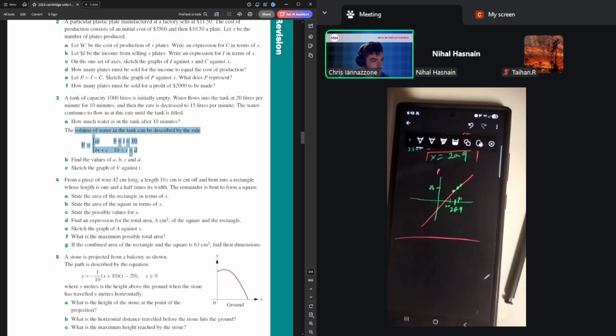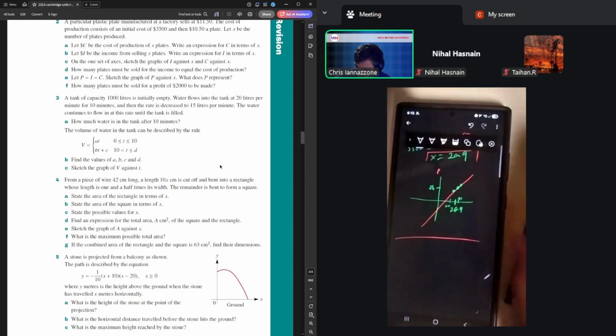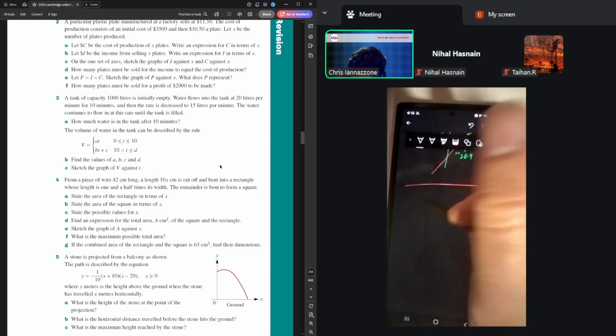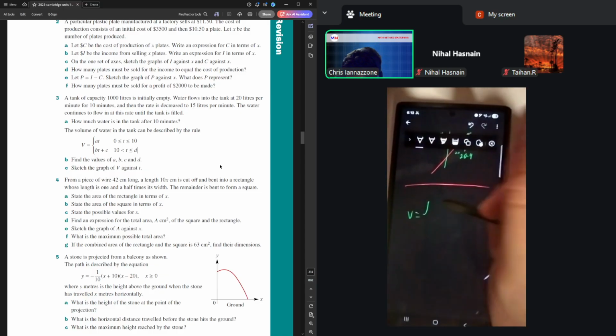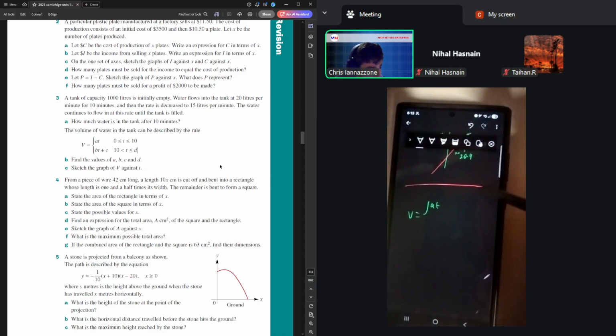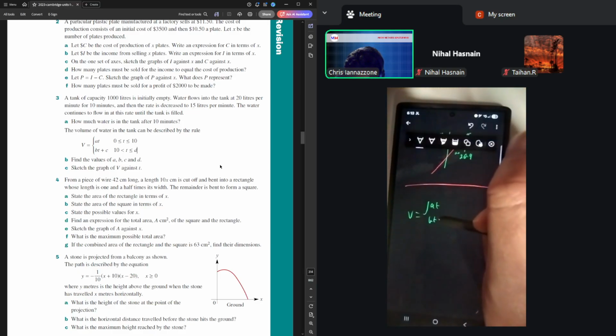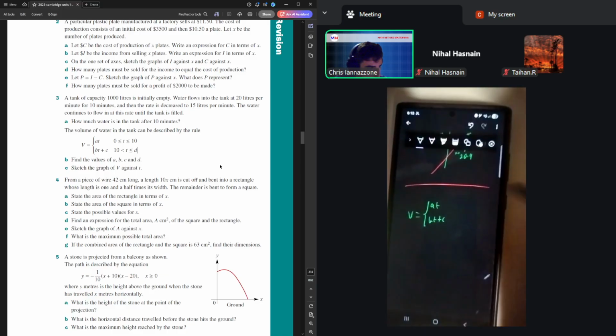Nice. Now, we're going to be doing very similar things to get our full volume equation. Let's have a go. We've got V. First one is described by AT. Second one is described by BT plus C. So what we just did is going to be relevant.